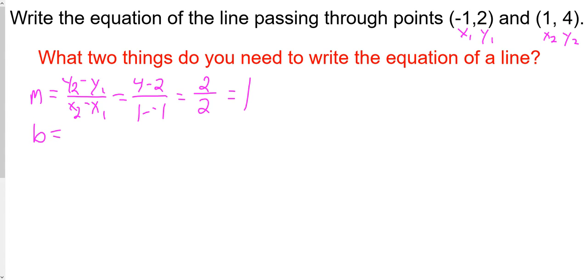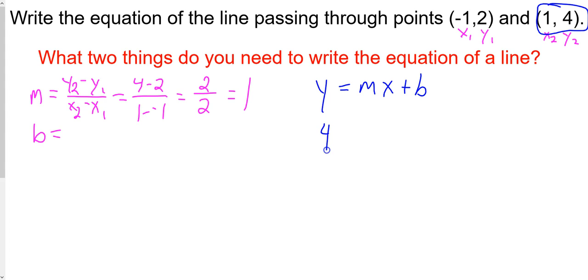My y-intercept is not an equation like the slope is. I find my y-intercept by using the slope-intercept equation of a line. So I'm going to write y equals mx plus b as my slope-intercept form, and I'm going to choose one of the two points. I'm going to choose the point 1, 4, because both of those values are positive, and it's just easier to use positive values.